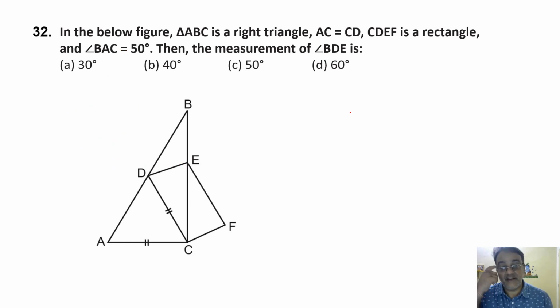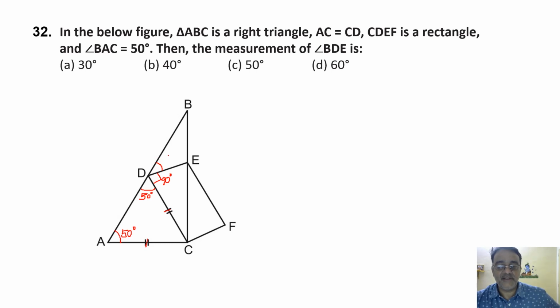In the below figure, triangle ABC is a right triangle. AC is equal to CD, these two, right? And CDEF is a rectangle. Angle BAC is equal to 50 degrees. So this angle is 50 degrees. If this angle is 50 degrees, this is also 50 degrees, because angles opposite to equal sides are equal. And this is 90 degrees. This is 90 degrees. I'm writing 90 degrees. And we have to find BDE, this value.